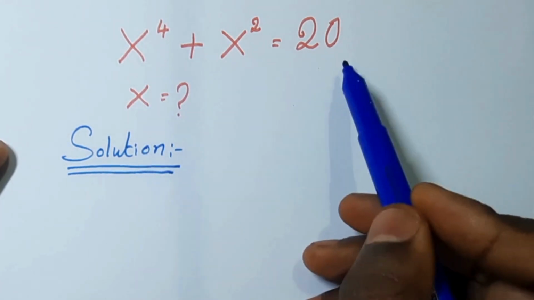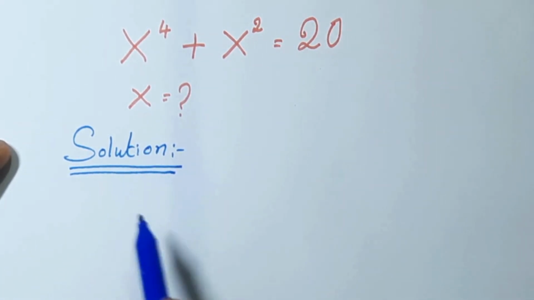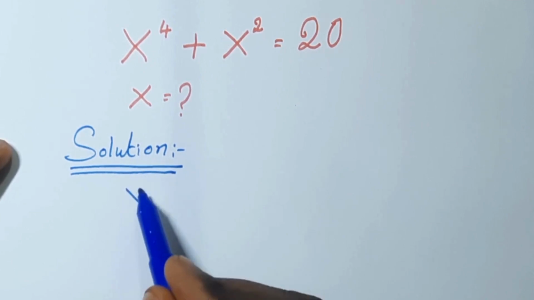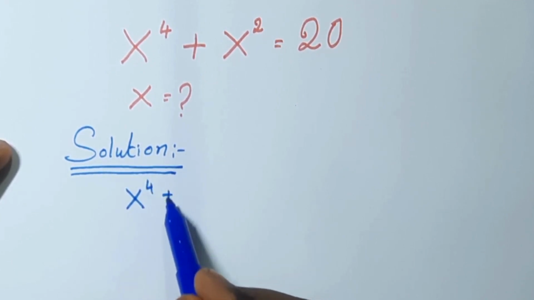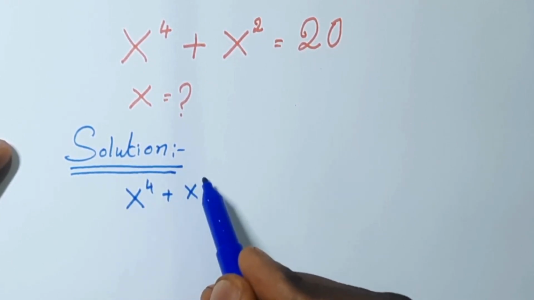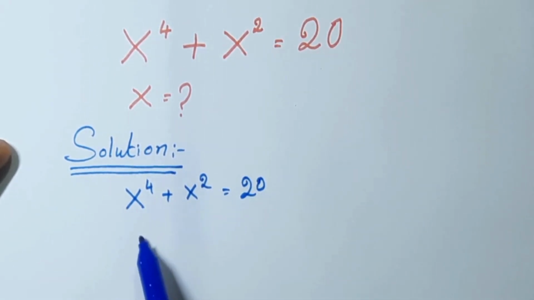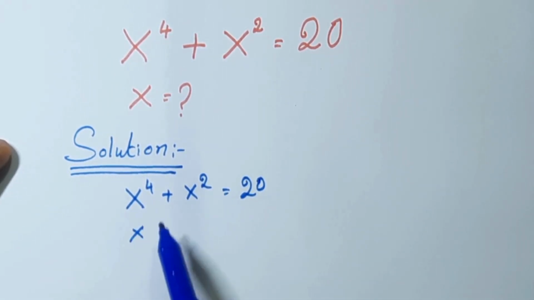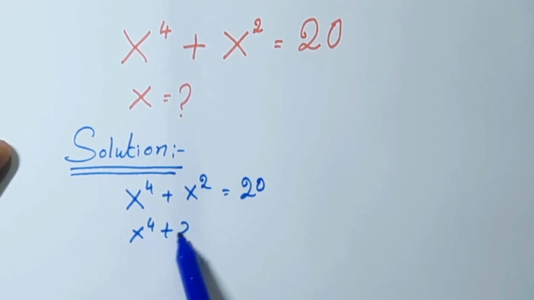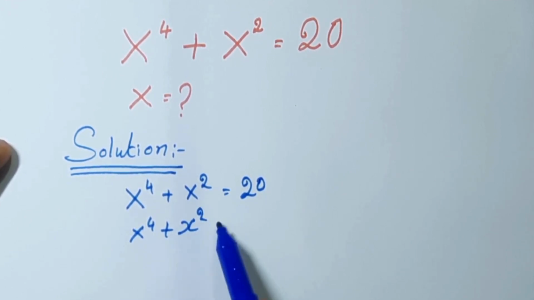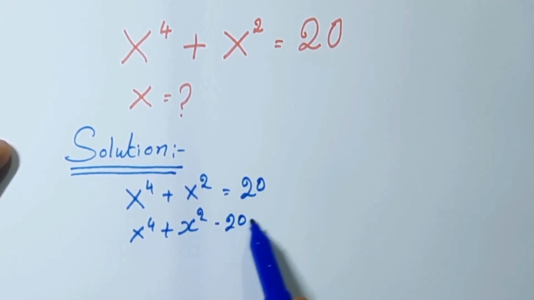Today we are going to solve this equation to find the x value. The equation is x to the power of 4 plus x to the power of 2 equal to 20. Now, x to the power of 4 plus x to the power of 2 minus 20 equal to 0.